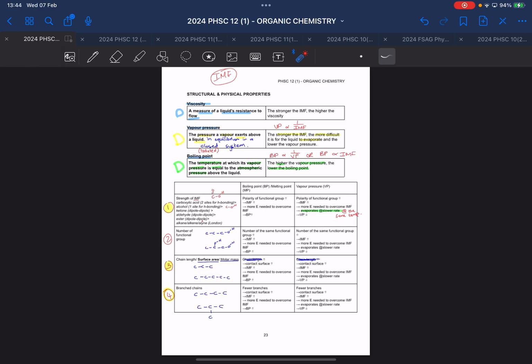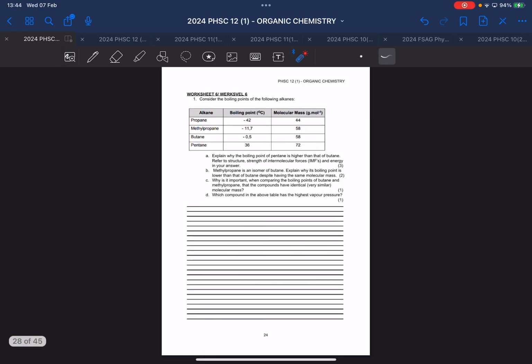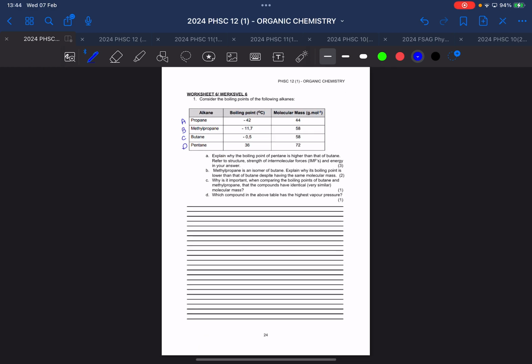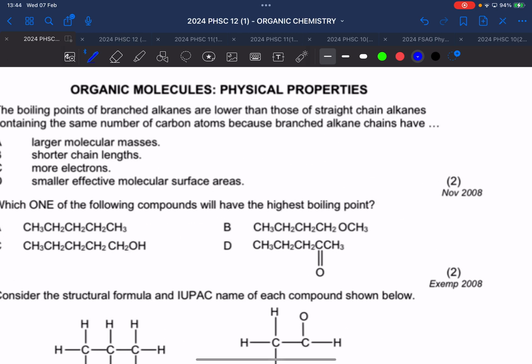Alright, so what you're going to do for homework is page 24. This comes straight out of a past paper, where you are given 4 compounds. Let's not label them, let's call them A, B, C and D, so that you don't have to write the full name every time. You're just going to say compare A with B, whatever. This is where you're going to mention those 4 bullet points every time. But while we still have 15 minutes, let's go to multiple choice questions.